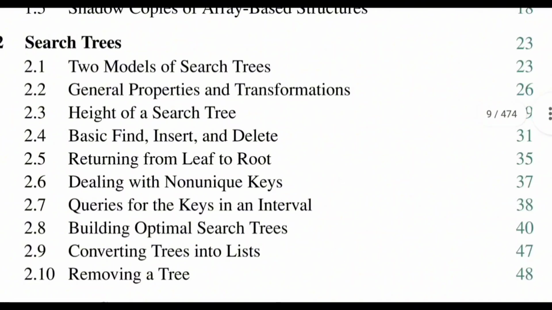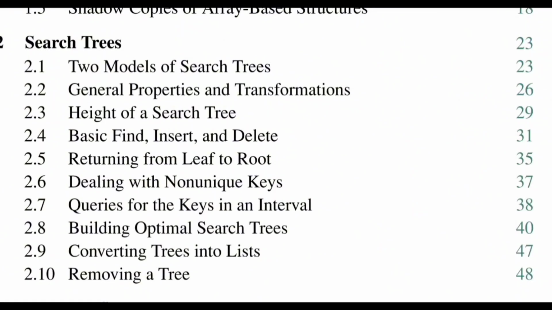Okay. 2.5 is returning from the leaf to the root. 2.6 is dealing with non-unique keys. 2.7 is queries for keys in an interval. 2.8 is building optimal search trees. 2.9 is converting trees into lists. And 2.10 is removing a tree. Let us discuss these things one by one.